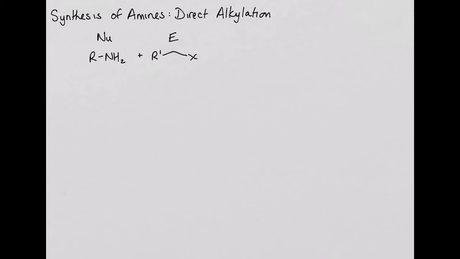This video will cover the synthesis of amines through direct alkylation. Direct alkylation involves an SN2 reaction of the amine as a nucleophile and an electrophile with a good leaving group. Reaction of the amine nucleophile with the electrophile produces a substituted amine.